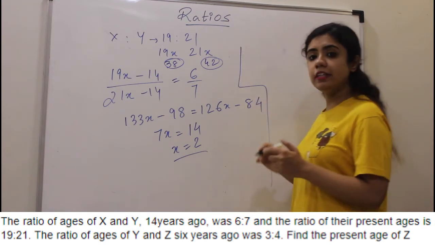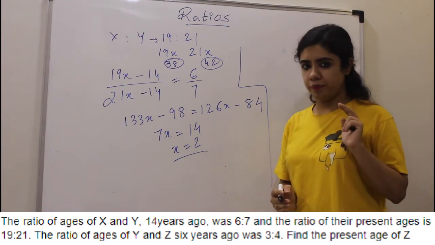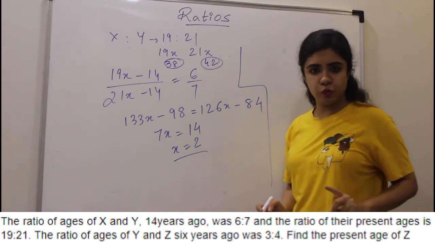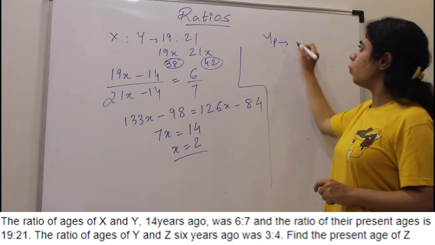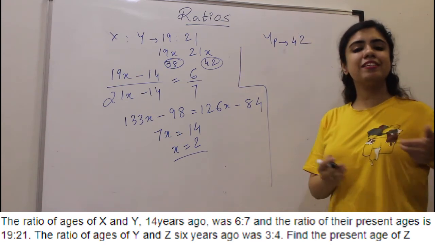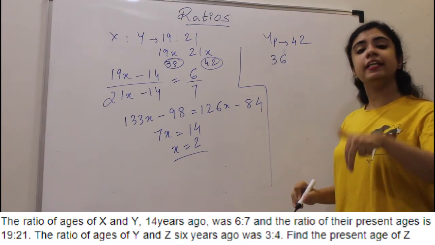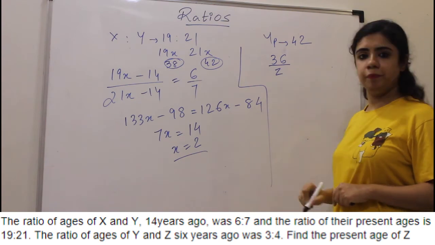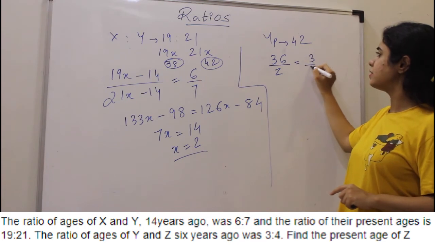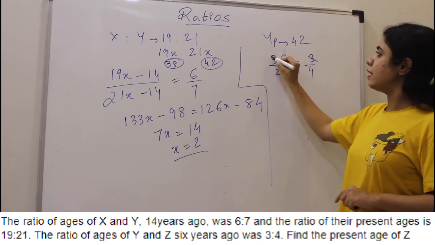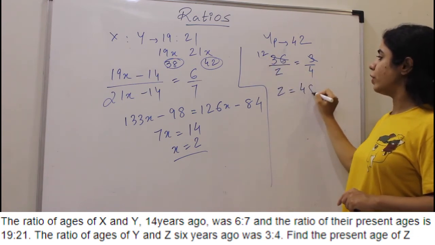Now they are saying the ratio of y and z 6 years ago was 3:4. Okay? Y का present age कितना है? Y का present age we know is 42. तो 6 years ago उसका age कितना था? 6 years ago उसका age था 36. Z का age कितना था? I don't know. Let's call it Z. And the ratio then was 3:4. 3 ones are 3, 12s are 4 twelves. So your Z will be 12 into 4, which is 48.